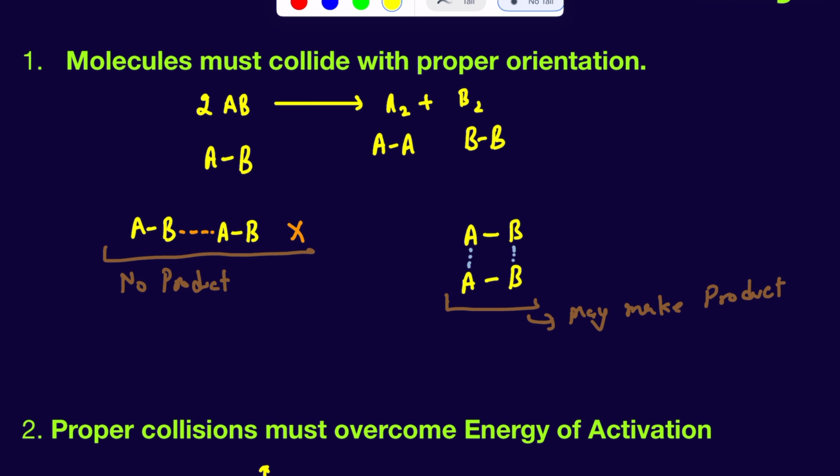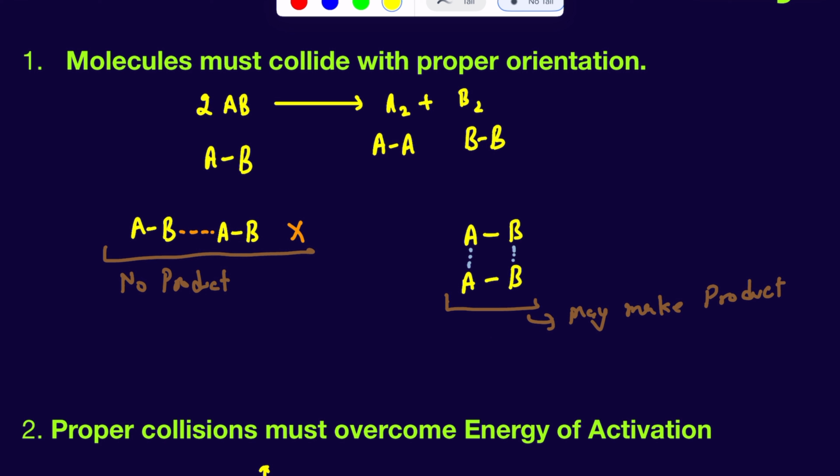But then if I could somehow increase those 10 collisions per second to maybe 20 collisions per second, then I would be ramping up the amount of bad collisions, but I'm also ramping up the amount of good collisions, or good orientation collisions, and that would eventually make the product.